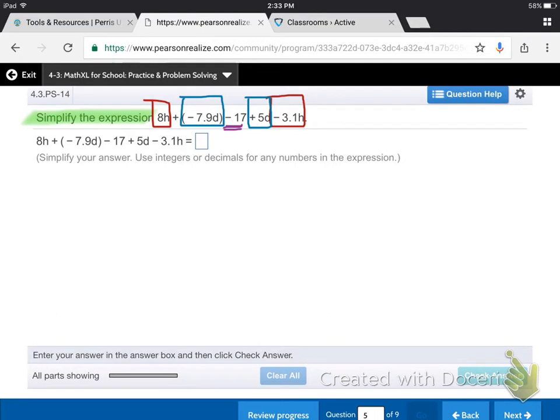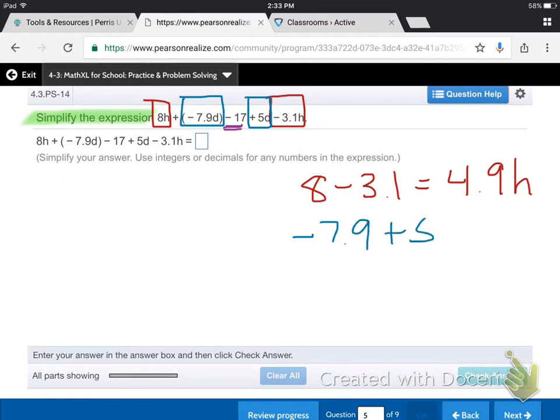Okay, so let's go through our addition. We're going to have 8h, so we're going to have 8. But then we're going to take away 3.1, and when you do that, either by hand or with the calculator, you get 4.9, and that's our h term, so it's going to be h. Now changing color here for blue, we're going to add negative 7.9 plus 5, which means we're going to subtract 5 from 7.9, and we're going to get 2.9, but 7.9 is bigger, so the answer has to be negative also, negative 2.9.